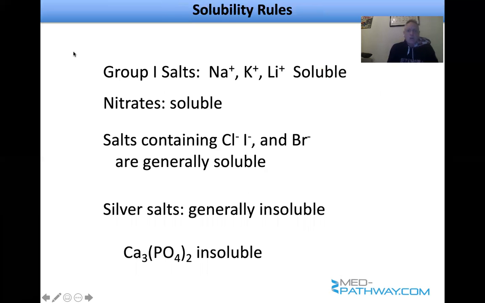So there's a whole bunch of solubility rules. I'm just going to point out a few of them for you. You should probably memorize these in more detail. So there are group 1 salts like sodium, potassium, lithium. Those are pretty soluble. Nitrates are soluble. Salts containing chloride, iodide, bromide are generally soluble, but silver salts are not very soluble. And calcium phosphate is interesting because it's pretty insoluble.